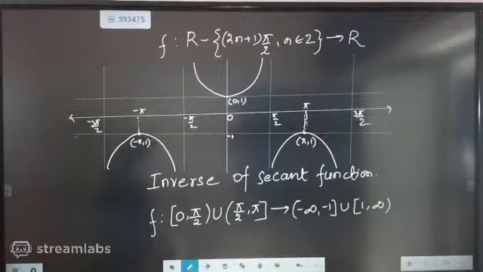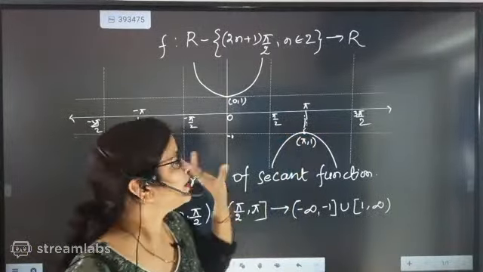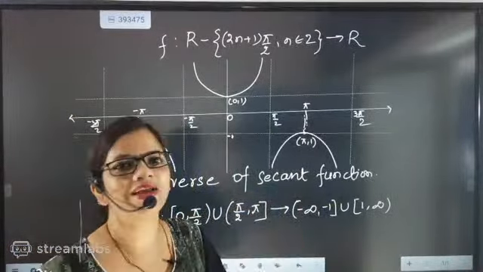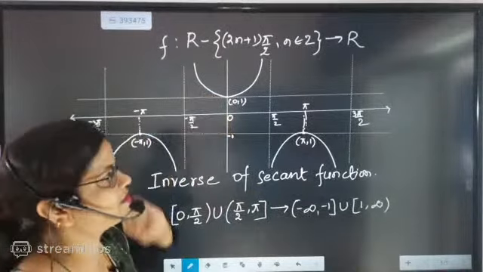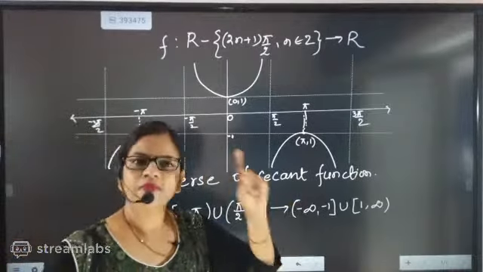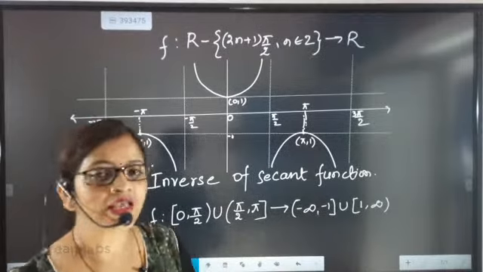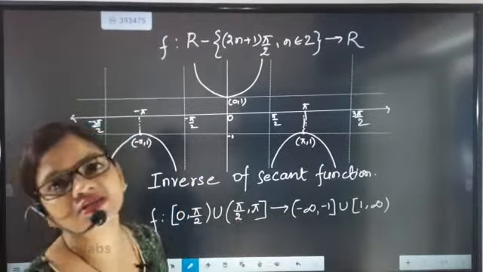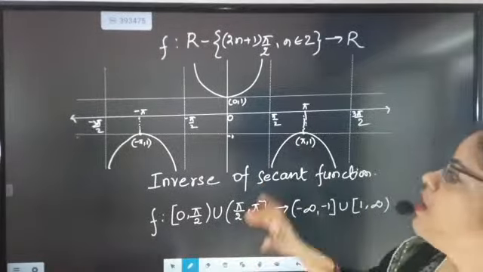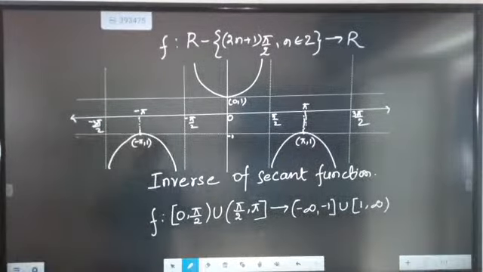But now look here. A very important point is that when I am drawing the secant function, I have just drawn the part which is not bijective. This is not at all bijective. Now, can you say what type of function this is? By seeing the graph itself, can you say which type of function it is?